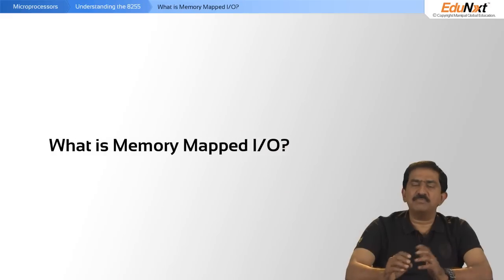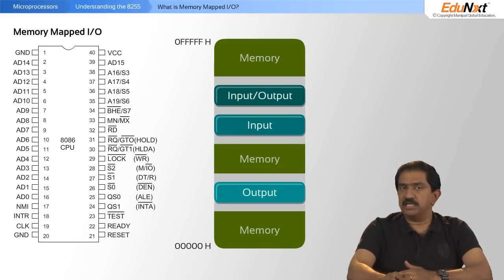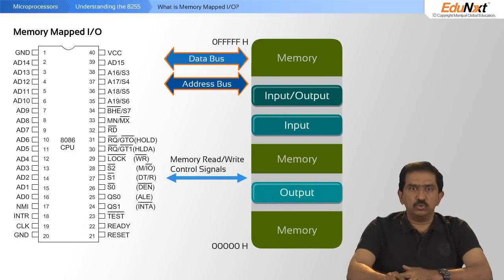But there are various techniques for accessing such I/O devices. The first one is called memory mapped I/O. So what does memory mapped I/O mean? All of us by now ought to know about the 1 megabyte of memory space that the 8086 can access. You of course connect the data and address bus to this memory space.